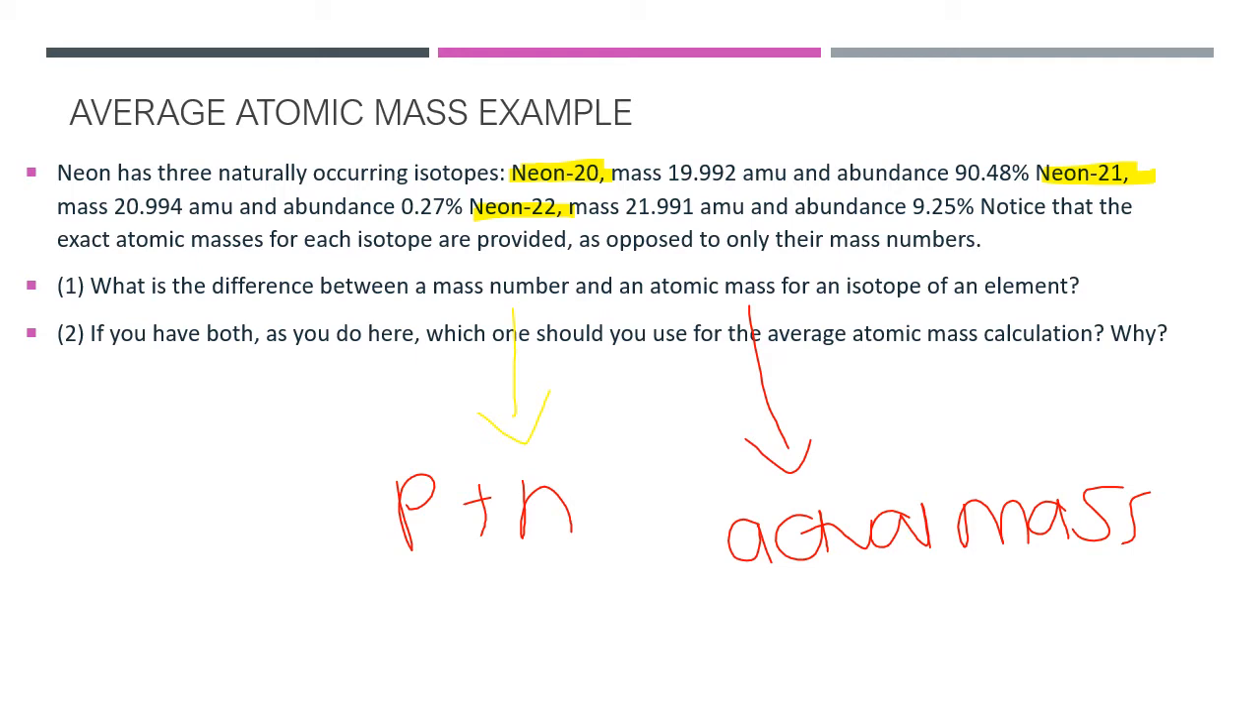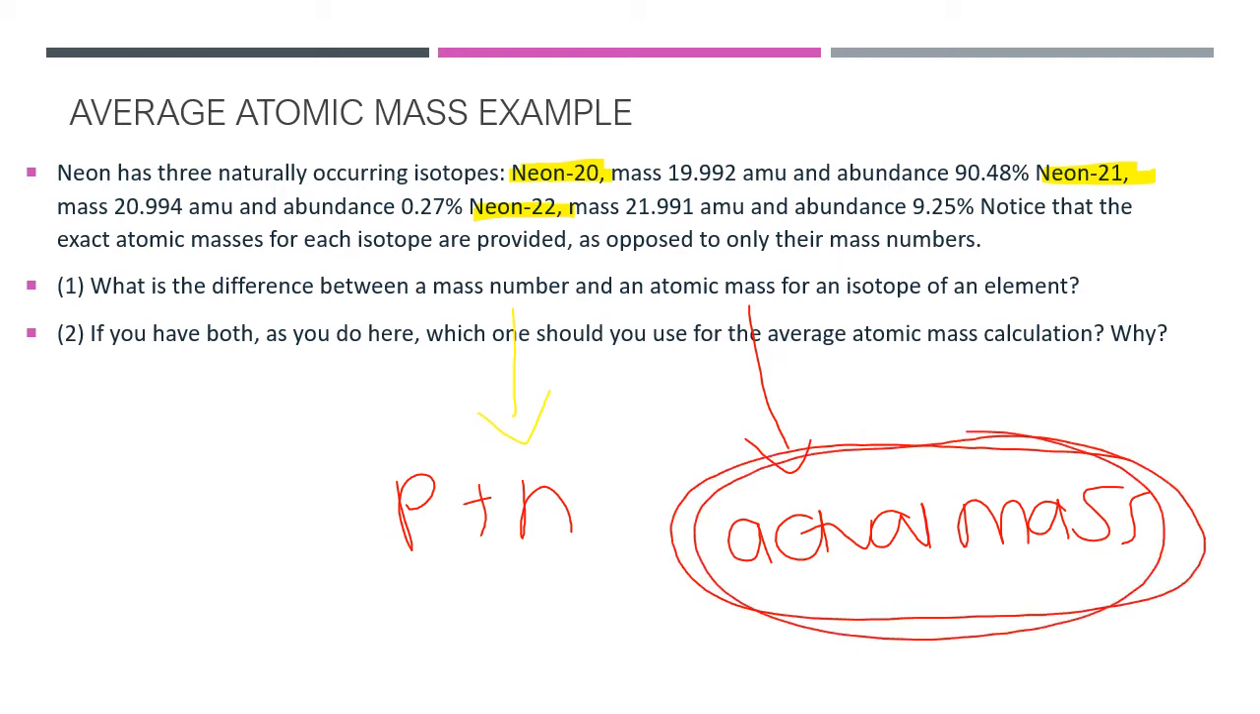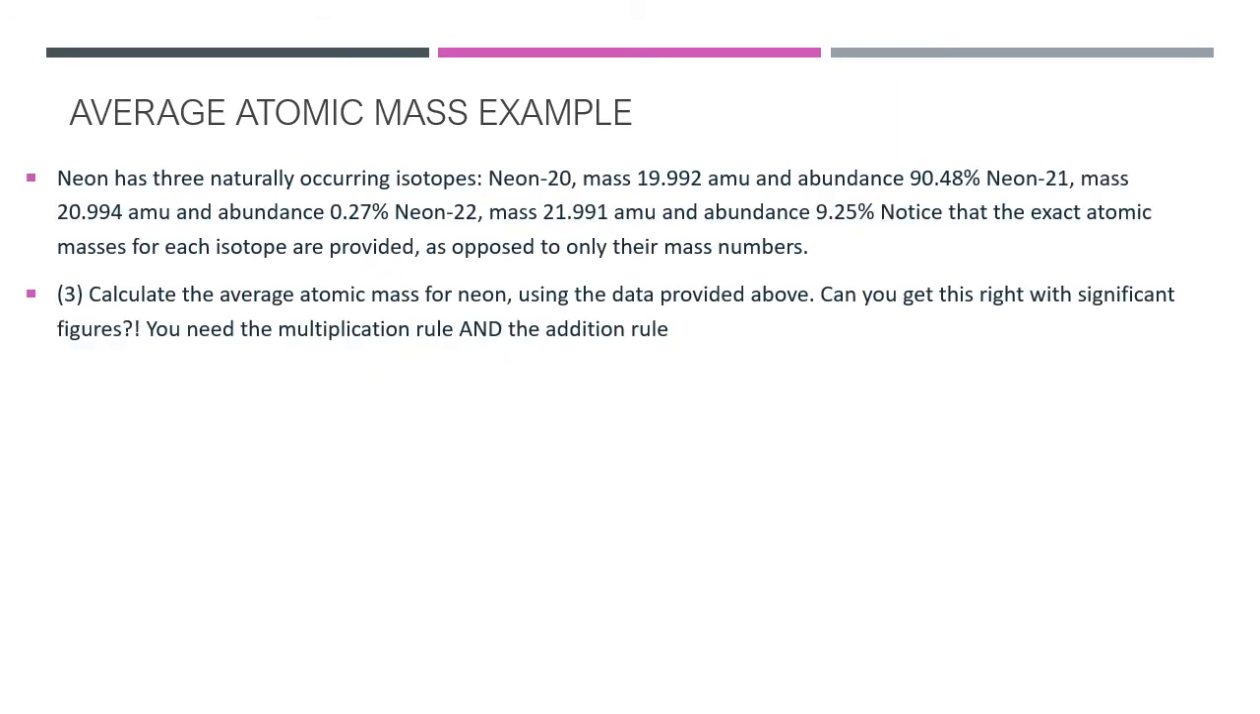And if you have both, as you do here, which one should you use for the average atomic mass calculations? You should use the actual atomic mass, not the mass number. It is more exact and will give you a more exact answer. So if you get the actual mass, use that. If you don't, use the little mass number. Okay, and then number 3, we're going to calculate the average atomic mass for neon using this data. And then I'm going to go over with sig figs how to do it.